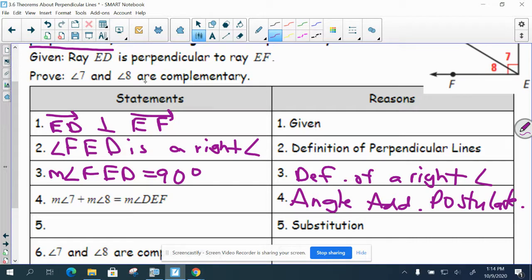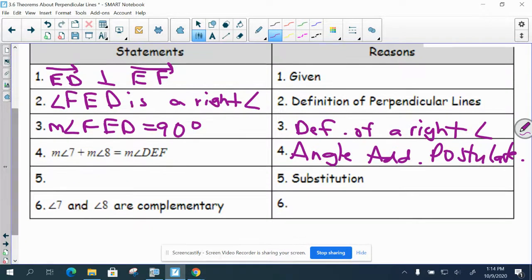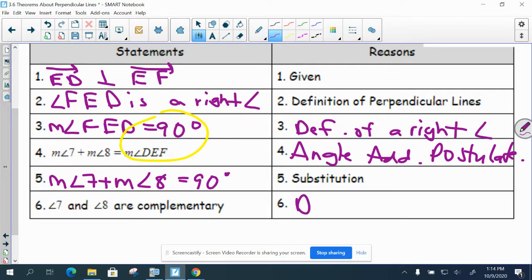If you're trying to prove that angles 7 and 8 are complementary, then using the angle addition postulate is going to be a likely step in our proof. All right, now, since you know that DEF, which is the same thing as FED, is equal to 90, you can go ahead and substitute that in. So measure angle 7 plus measure of angle 8 equals 90. Well, if they add up to 90, that means they must be complementary. So now we say the definition of complementary angles.